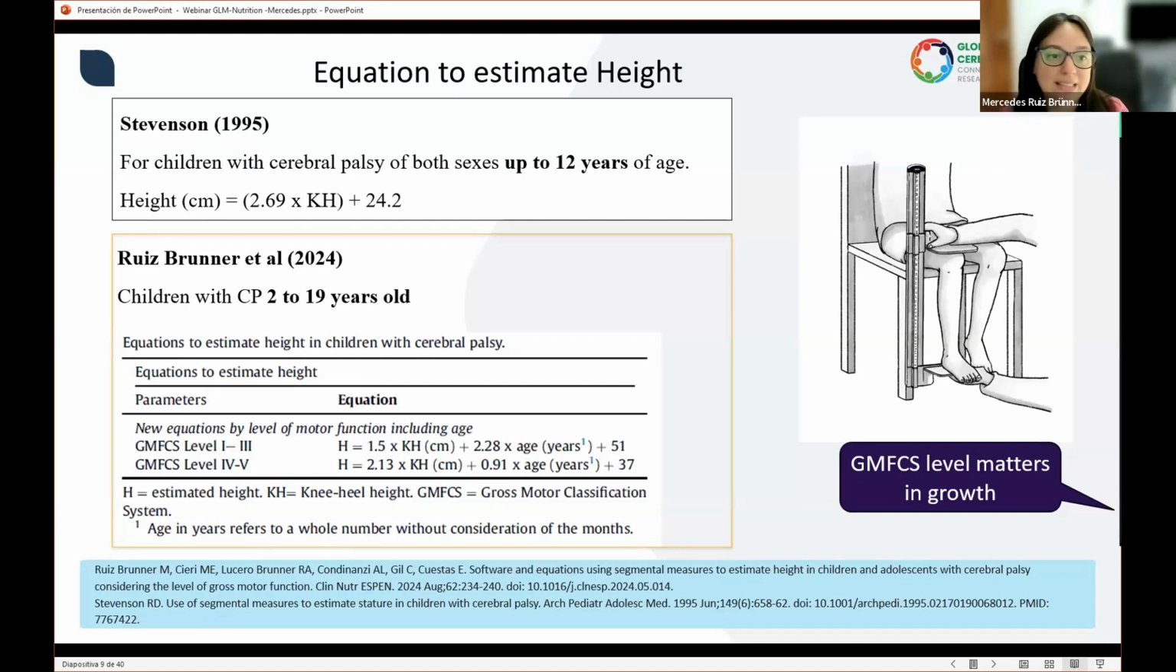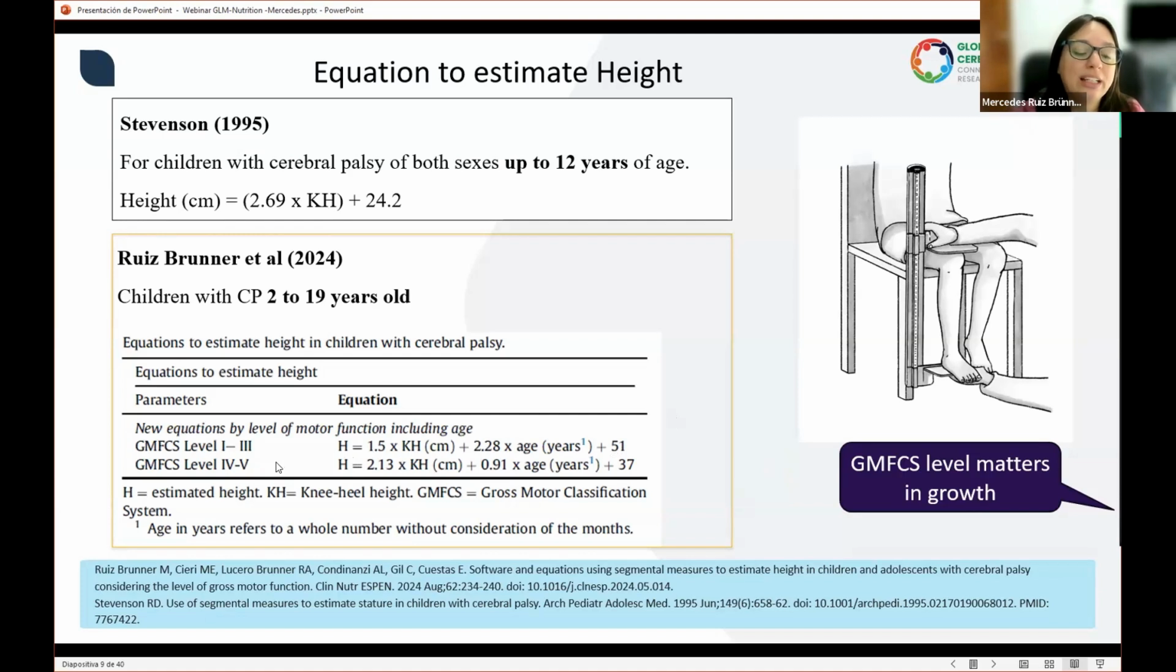So we know that when we are estimating height in children older than 12 years old, sometimes this equation is not really precise. Also, this year, we published a new equation that considers GMF levels, because the one from Stevenson is the same equation for any gender or any GMF level. We evaluated that GMF levels really matter, and the growth is different in children between level 1 to 3 and level 4 and 5 of GMFCS. So we designed two different equations that you can use.